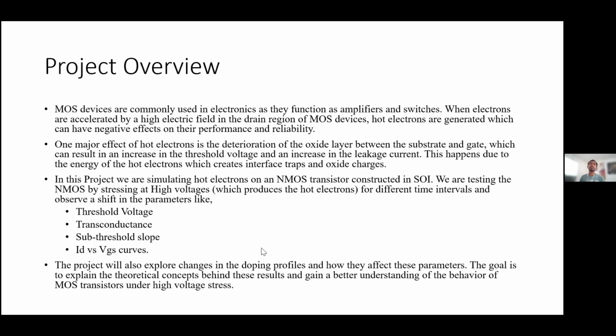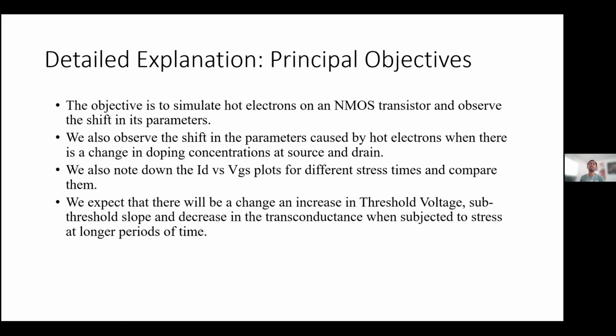Now, the principal objective here is to simulate the hot electrons and observe what happens when the hot electrons are injected in the oxide layer. And also we observe the shift in the parameters caused by these hot electrons. And also we observe what happens when there is a change in the doping concentrations in source and drain.